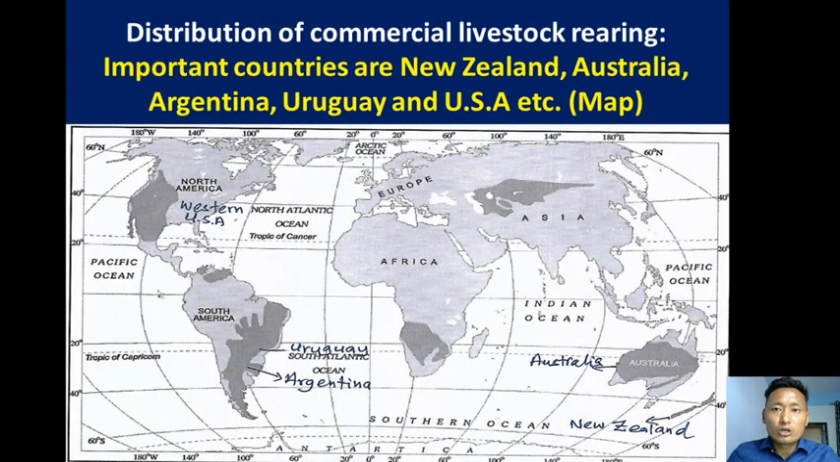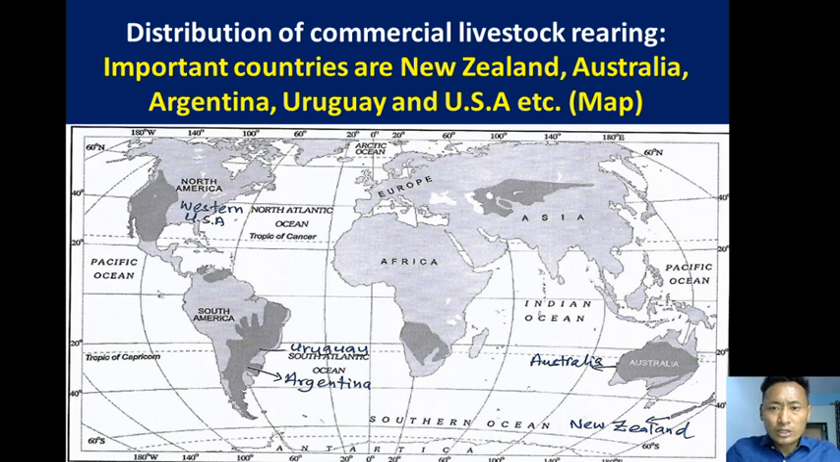So, distribution of commercial livestock rearing: important countries or regions such as New Zealand. This map shows New Zealand, south of Australia, Argentina, Uruguay, and the western part of the USA. The dark shaded areas are the regions where people are doing commercial livestock rearing.